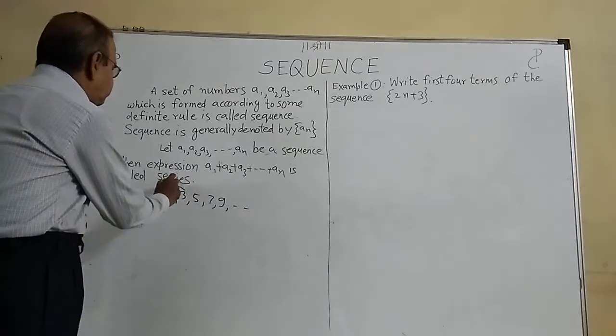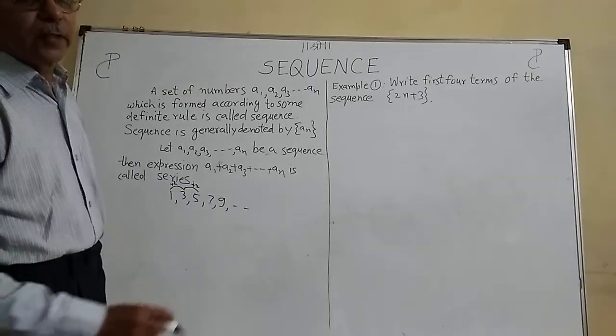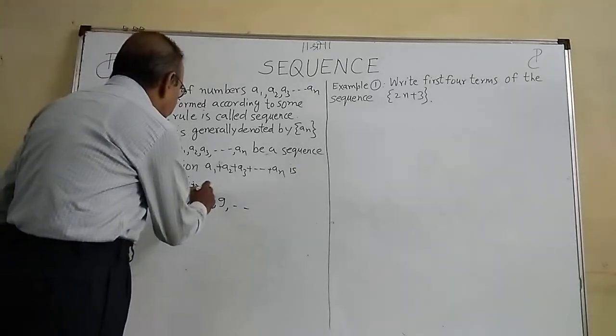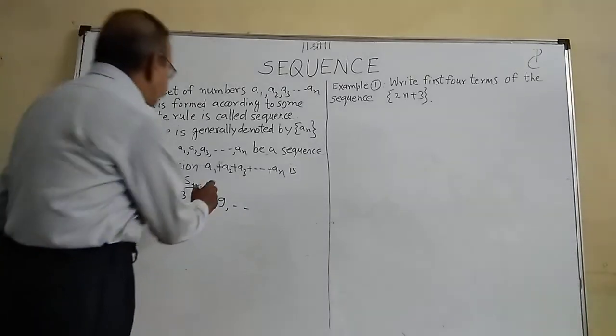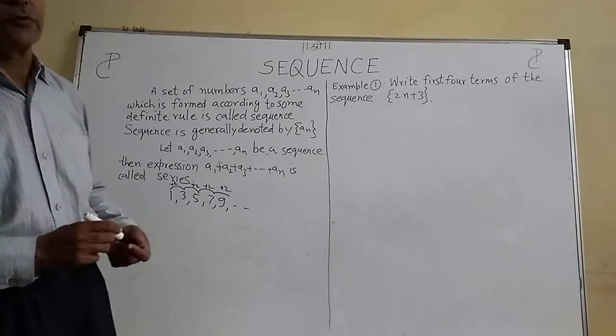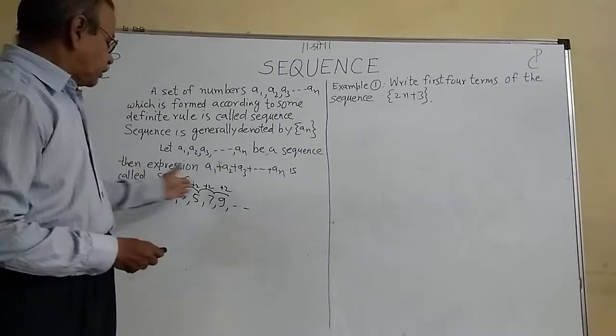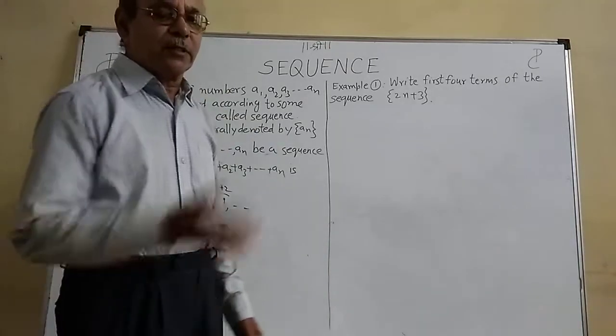In this case, from 1 to 3 it is plus 2, from 3 to 5 it is plus 2, from 5 to 7 it is plus 2, and from 7 to 9 it is plus 2. So it is plus 2, plus 2, plus 2, in every step it is increasing. A sequence can also be decreasing.